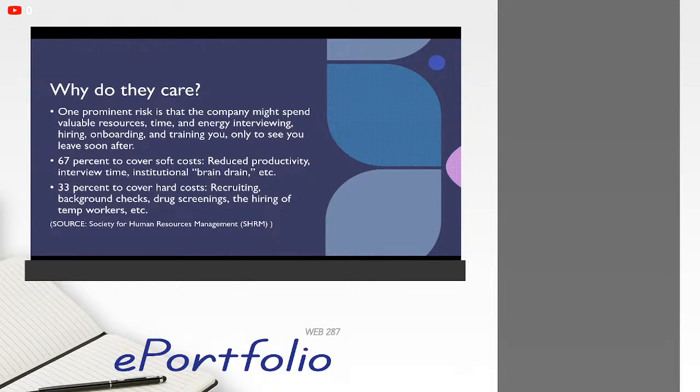One of the big things is that if a company is going to spend time, resources, energy on you, interviewing you and hiring you, getting you onboarded, getting you trained, and then you leave, because maybe you're a habitual job hopper, or maybe you don't keep jobs long, or maybe you don't have the skills. You might be a little rusty from the last time you did these things.